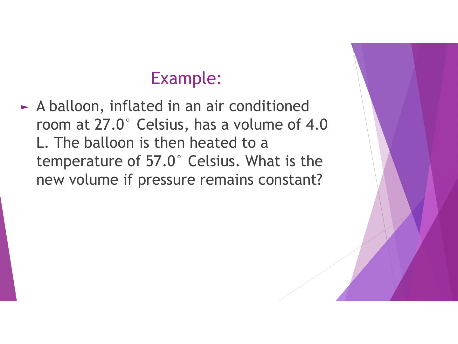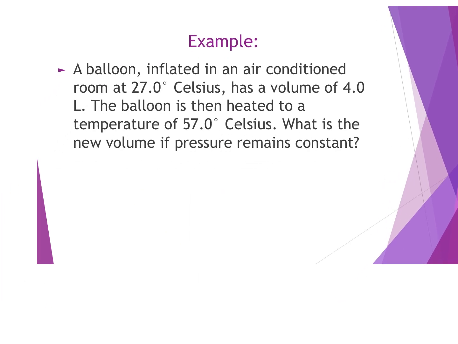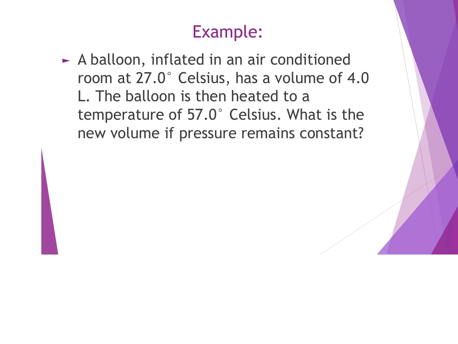Okay, so let's do an example using Charles' law. So this time we have a balloon. It's inflated in an air-conditioned room at 27 degrees Celsius, and it has a volume of 4 liters. The balloon is then heated to a temp of 57 degrees Celsius. What's the new volume? Okay, so this one, we're going to start the exact same as the other one. So first we just have to organize all of these numbers.